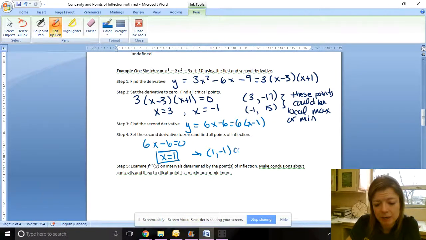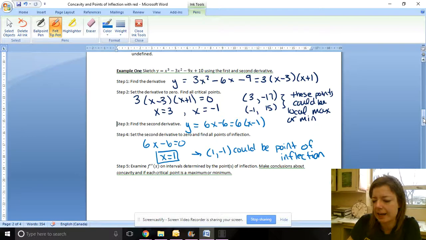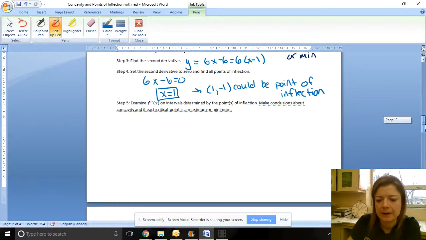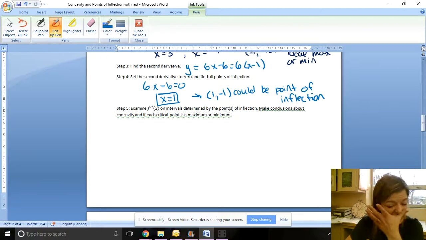This could be a point of inflection. We're actually going to have to check that the concavity changes. Okay, be careful not to put POI, because POI means point of intersection. So if you're doing your own short form, at least put INF or something for inflection, even when you're doing your homework, just so you're not tempted to do that on the test.